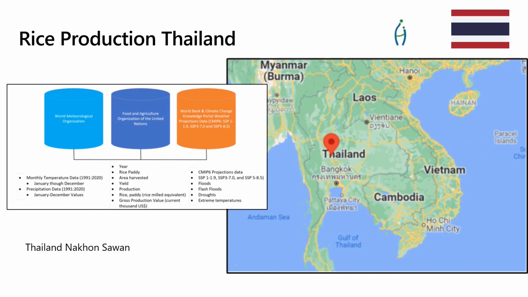For developing machine learning model for the rice production in Thailand, we have used several rice yield production values for Thailand, especially the major paddy production area, Nakhon Sawan region of Thailand. We collected the temperatures for the region, as well as we collected the rice yield, as well as area harvested, rice production, and then finally gross production value with respect to the financial earnings for the rice. And also finally we collected the climate data, which is CMIP6 for SSP1, 3, and 5 as part of the development of machine learning.